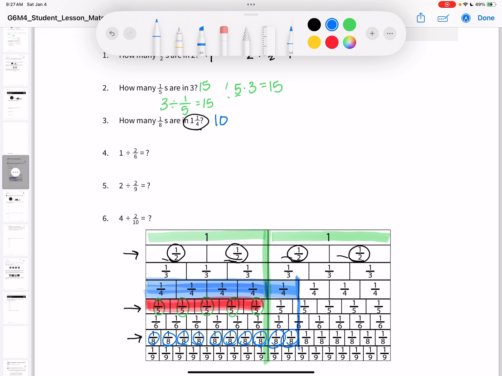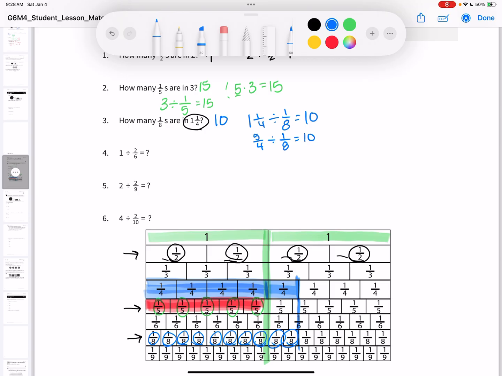So that would be like saying I have 1 and 1/4 divided by 1/8 to get me 10. Now, we never do mixed numbers when we actually go to solve this. So let's turn this into an improper fraction. 1 times 4 is 4, plus 1 is 5. So that would also be like saying 5/4 divided by 1/8 equals 10.